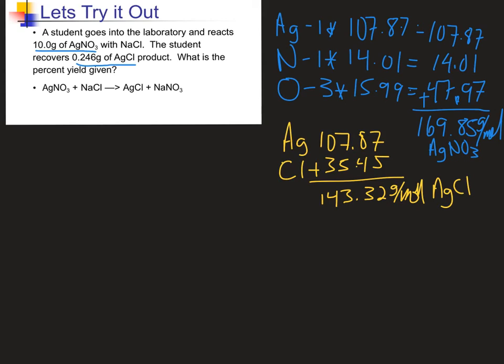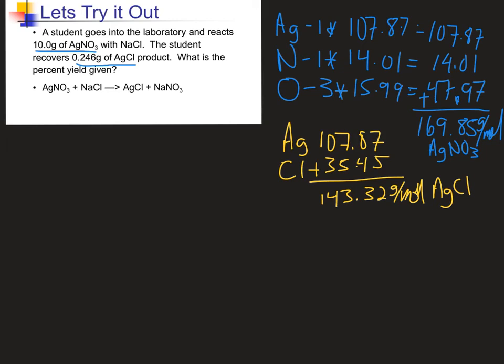Alright, again, how do we know that this is a percent yield? Well, one, it does say that, and it's not a limiting reactant because it doesn't give us 2 of our reactants. So we do have that going for us.